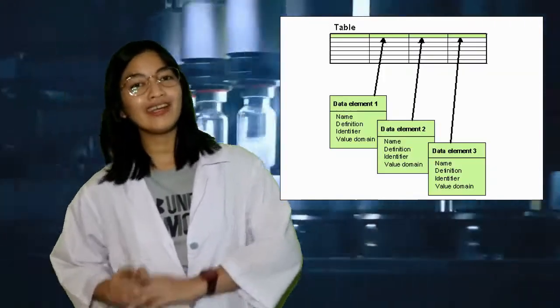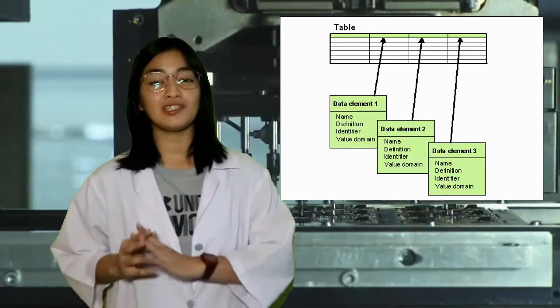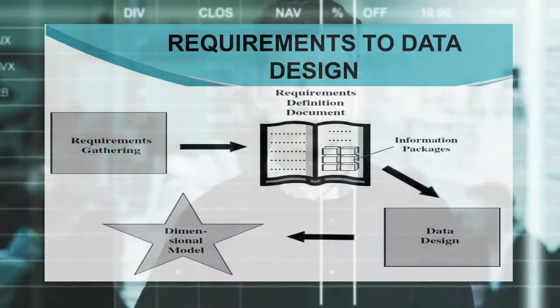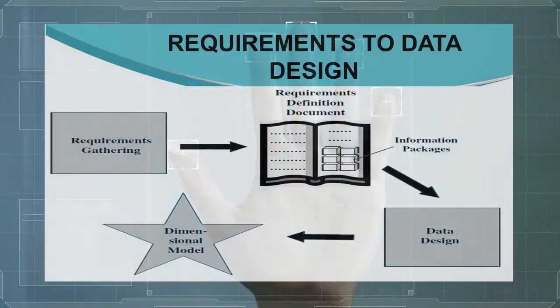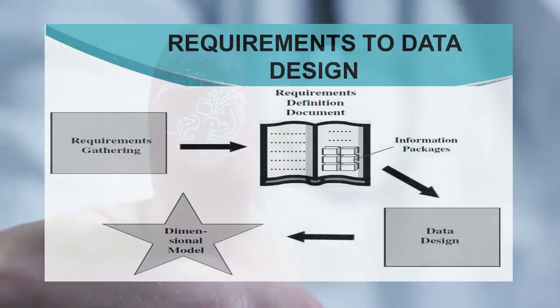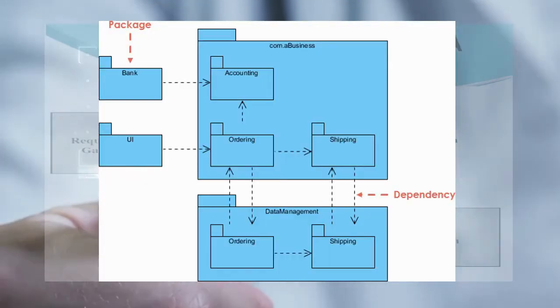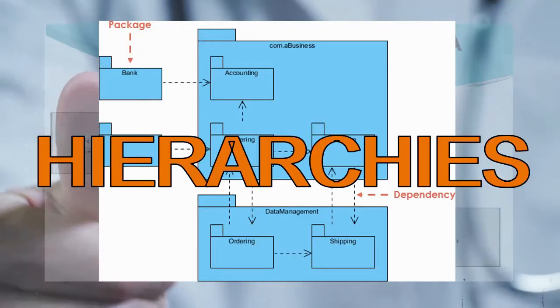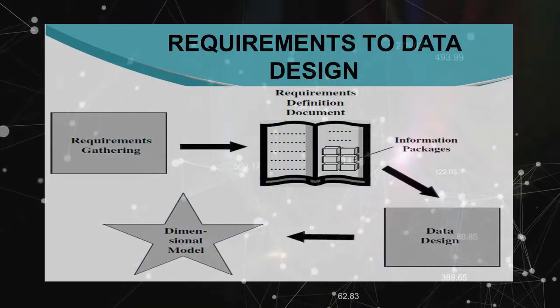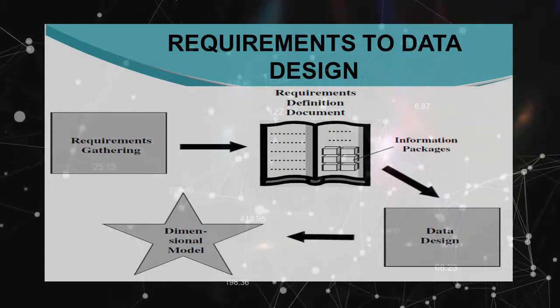But there are requirements for your data design. It is the act of putting together all the data structures, where every data structure is a group of data elements, as you can see in this picture. Requirements to data design means gathering of requirements in a definition document. All the information gathered is put into package diagrams, which consist of metrics, dimensions, and hierarchies. This forms a logical data design, which results in the dimensional data model.